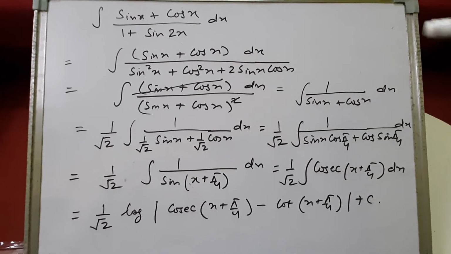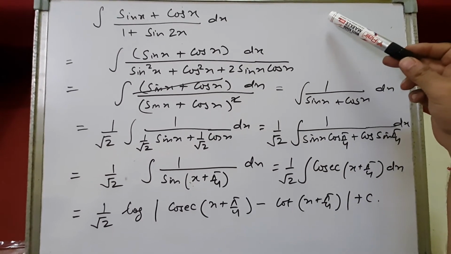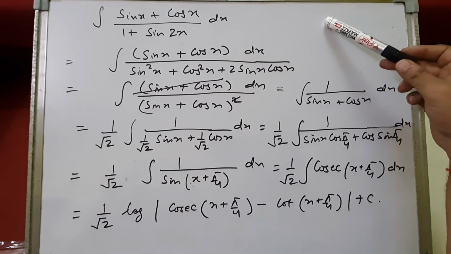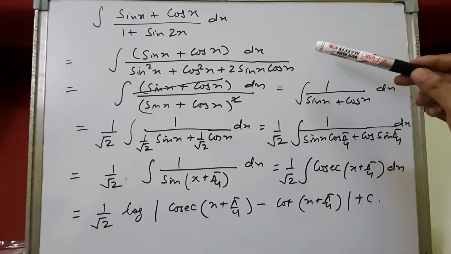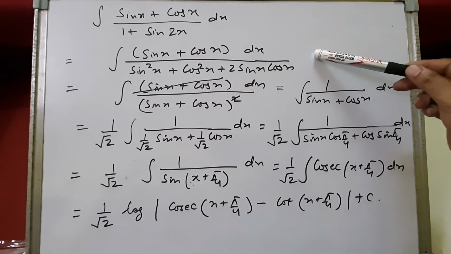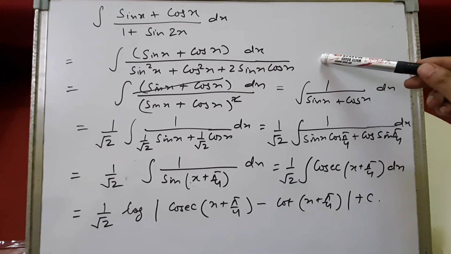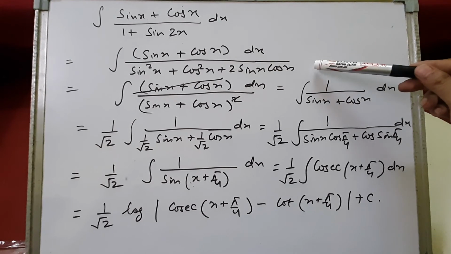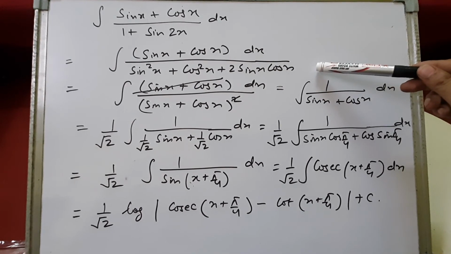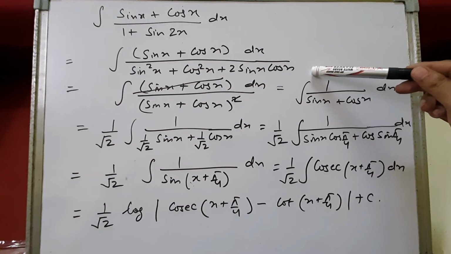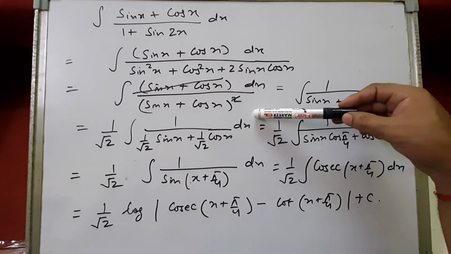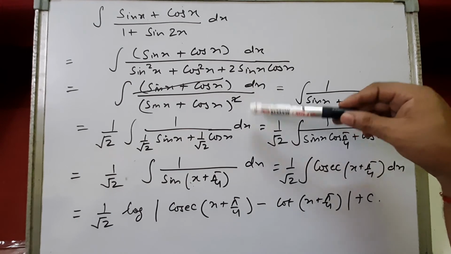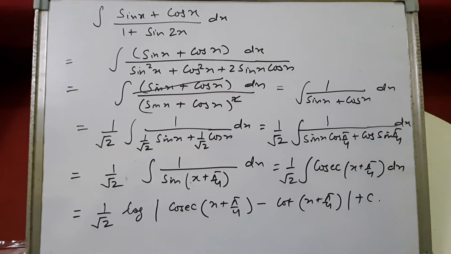Let's see another sum, children. Now in this sum we have to integrate (sin x plus cos x) upon (1 plus sin 2x) dx. First we'll simplify the denominator. We write 1 as sin square x plus cos square x, and now you can see it is in the form a square plus b square plus 2ab. So sin square x plus cos square x plus 2 sin x cos x can be written as (sin x plus cos x) to the whole square. So this square and this numerator will get cancelled.